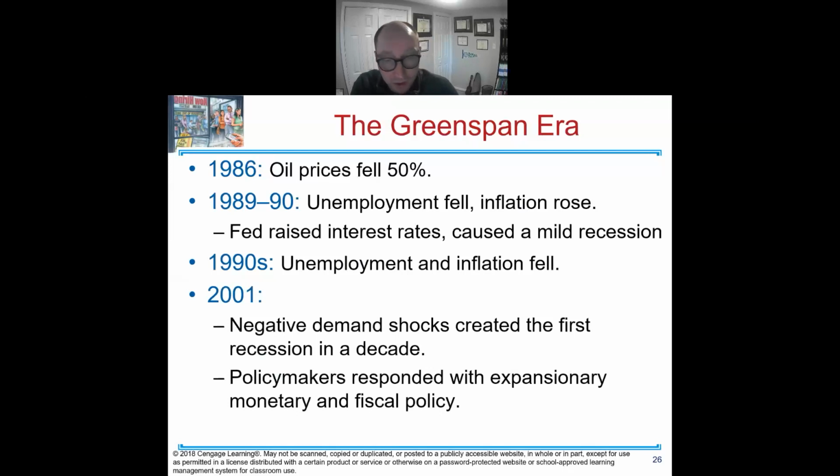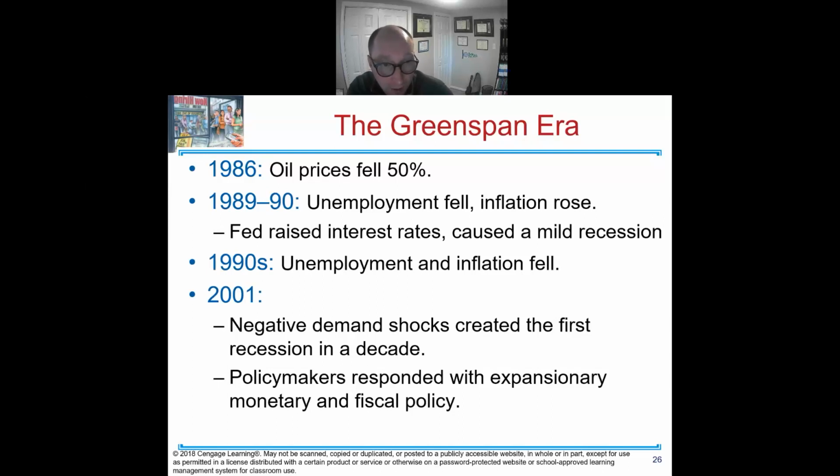The next Federal Reserve chairman I want to tell you about is Greenspan. During this time period from 1986 to 2001, we experienced several changes as a result of shocks and as a result of normal day-to-day economics. In 1986, oil prices finally came down from their top when the oil embargo was coming to an end. Oil prices fell by 50%, which is good because it led to higher production.